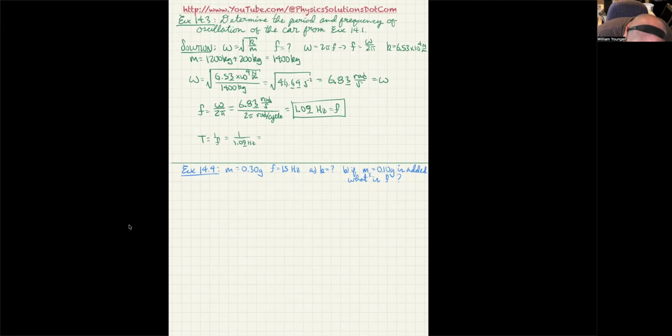So 0.920 seconds is the period. And I really should have boxed this off in red, so I'm going to erase it real quick and do it again. So the frequency is 1.0 hertz and the period is 0.92 seconds roughly.